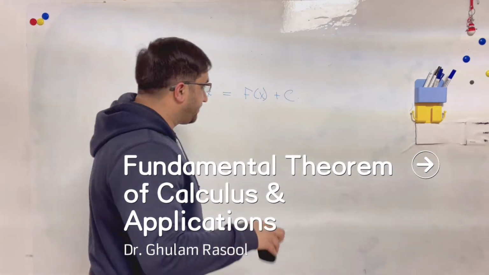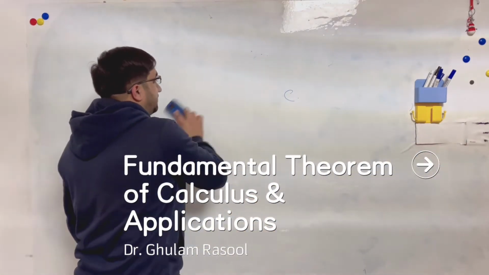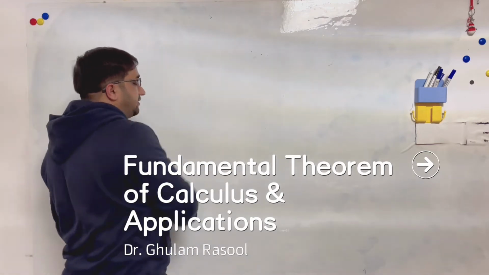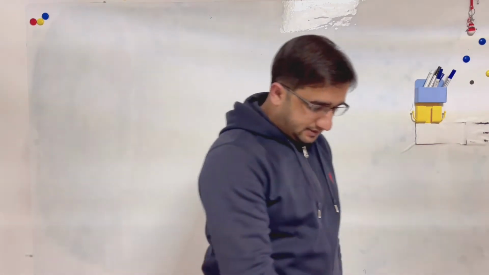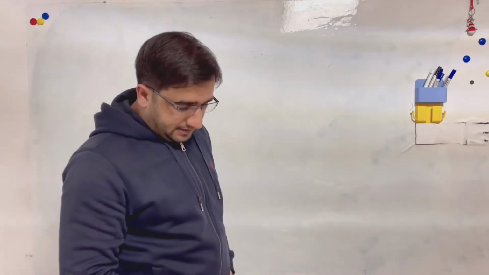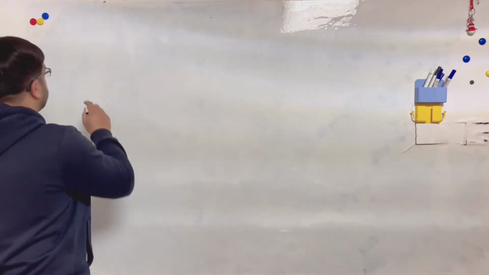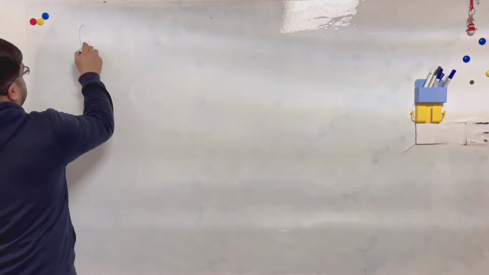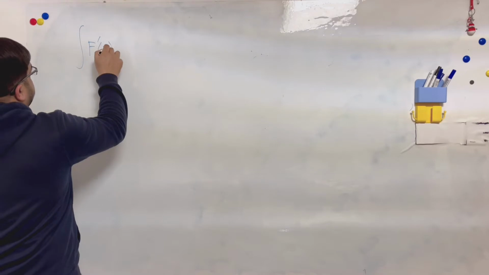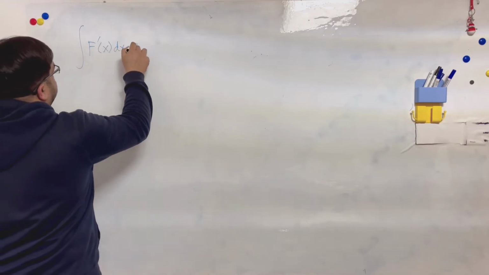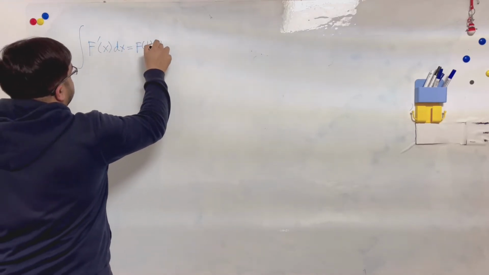Now we are moving towards some applications of the fundamental theorem, and you know that the fundamental theorem says the integral of f dash of x dx is equal to f of b minus f of a.